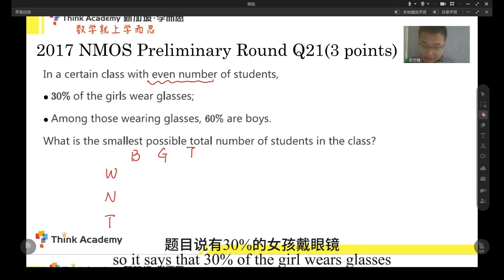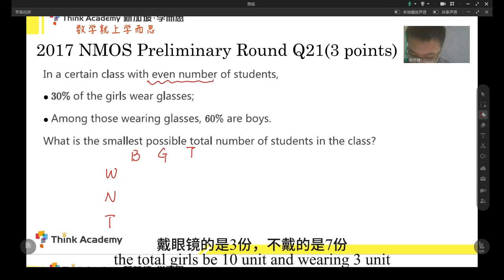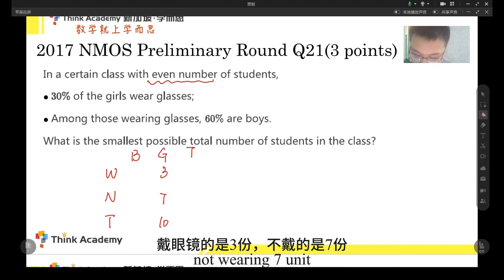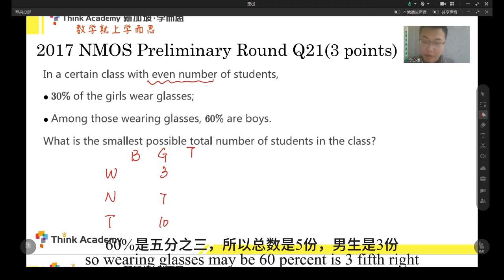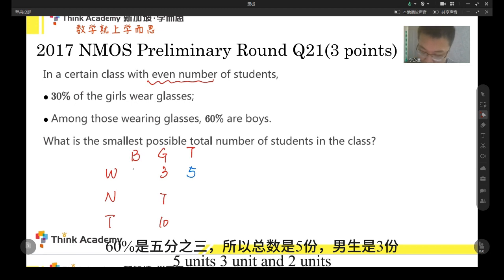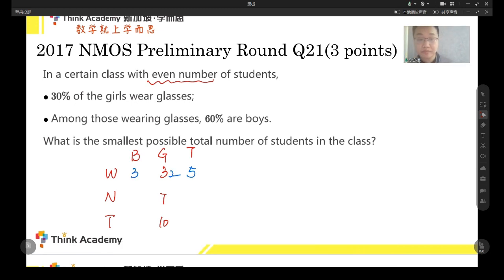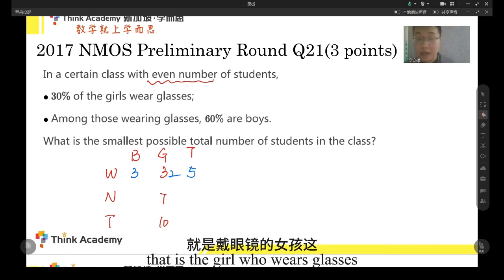So it says that 30% of the girls wear glasses. So we can just let the total girls be 10 units, wearing glasses 3 units, not wearing 7 units. Then among those wearing glasses, 60% are boys. So 60% is 3/5, right? So 5 units, 3 units, and 2 units. Now, by the table, we can easily find that one amount is represented by 2 different units. That is the girls who wear glasses.